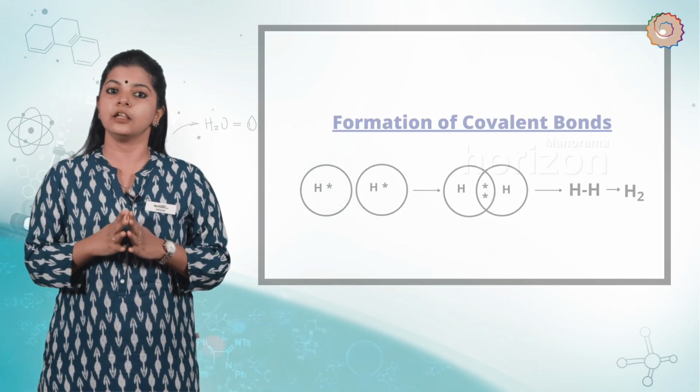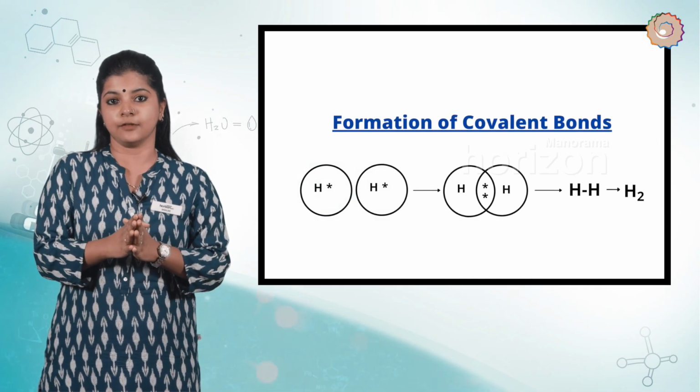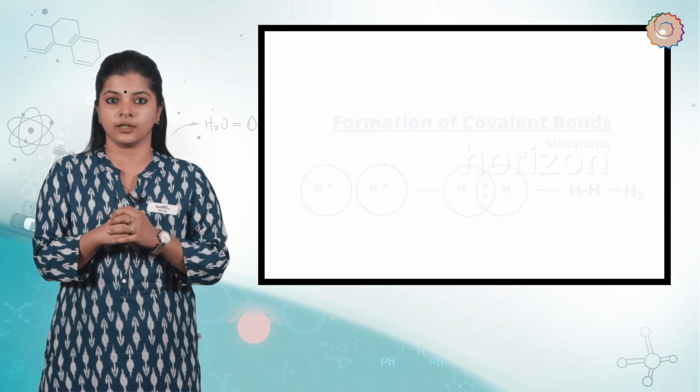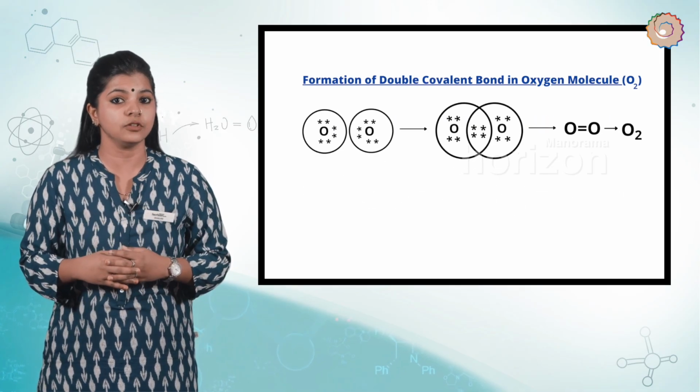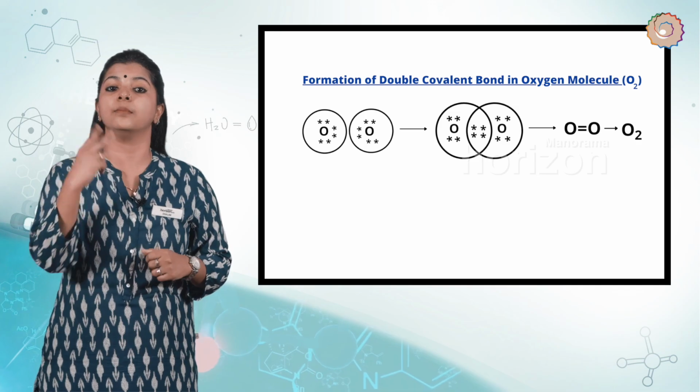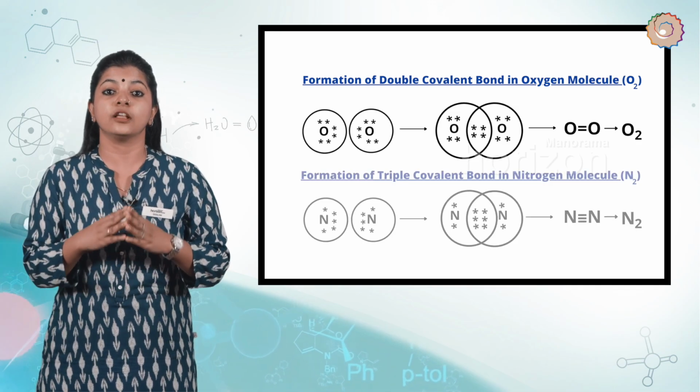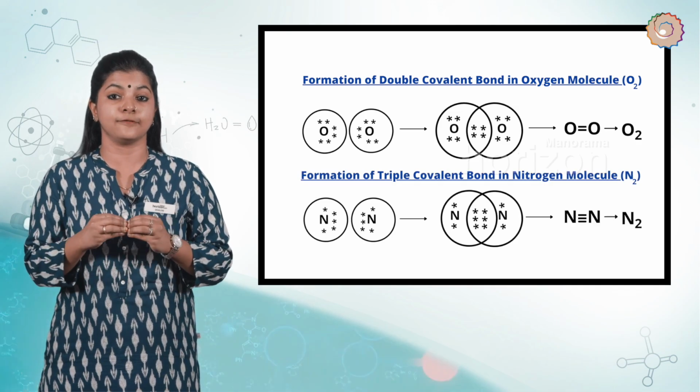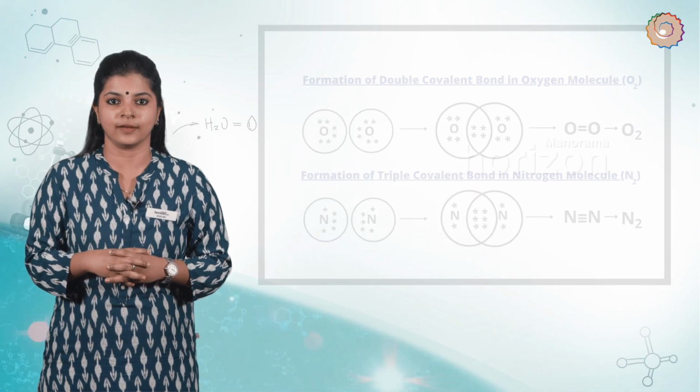Since a carbon atom needs 4 electrons to attain stability, its valency is 4. That is, we call it tetravalent. Like I mentioned, a covalent bond is a chemical bond formed by the sharing of electrons between atoms. The sharing of one pair of electrons results in the formation of a single covalent bond. Sharing of two pairs of electrons results in a double covalent bond. And sharing of 3 pairs of electrons results in a triple covalent bond.